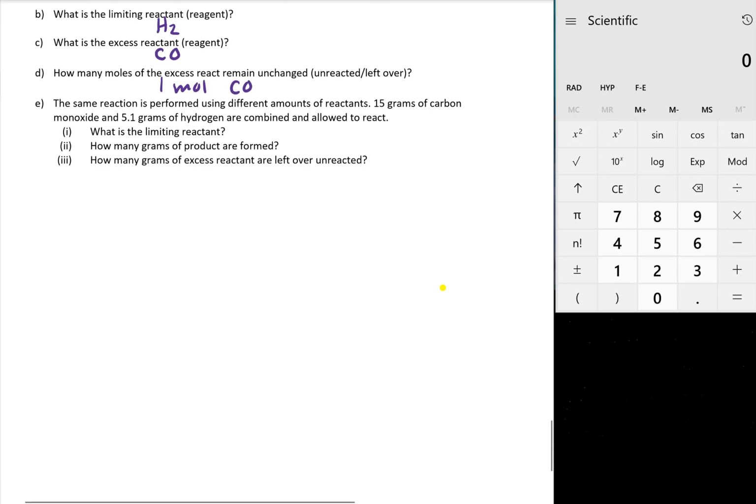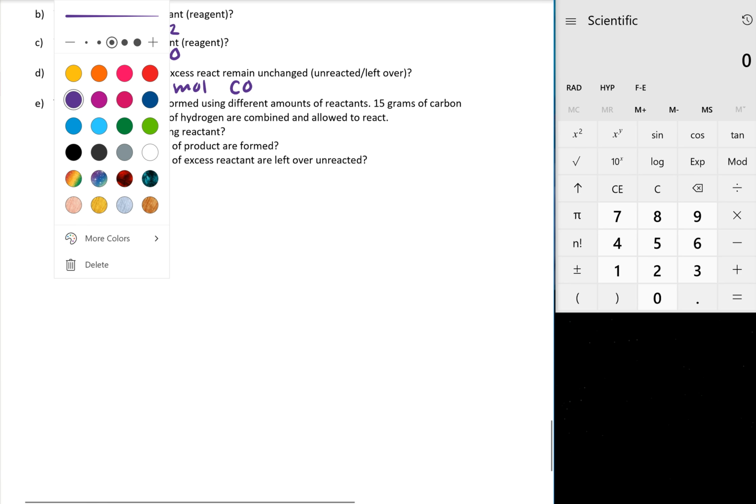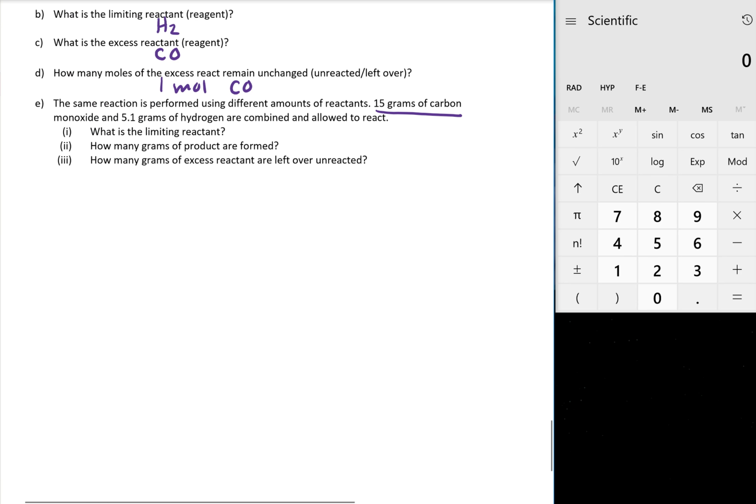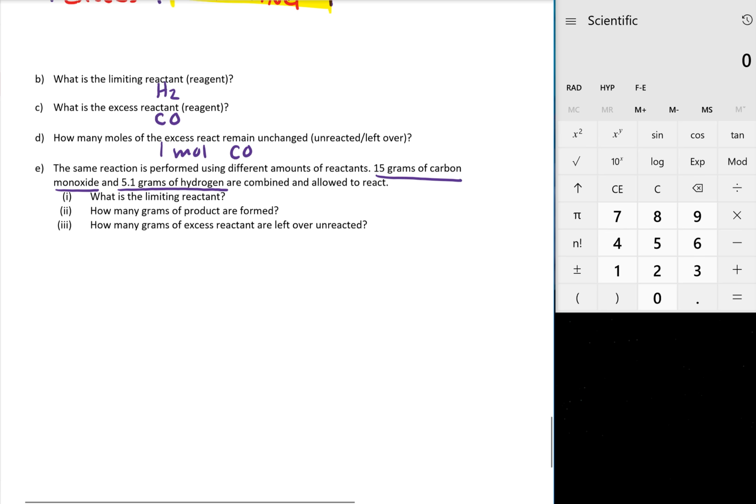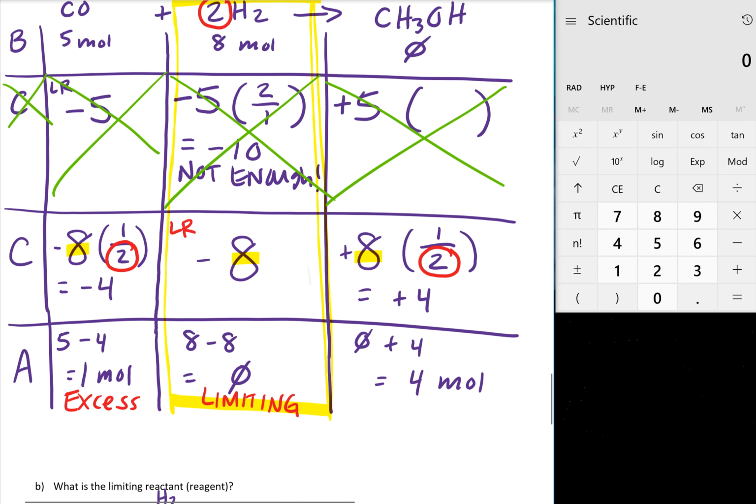Okay, in this example, we have the same reaction with carbon monoxide and hydrogen to produce methanol. We are taking 15 grams of carbon monoxide and placing it into a container with 5.1 grams of hydrogen. And they would like us to solve for the limiting reactant. So we're going to go about this the same way as before.